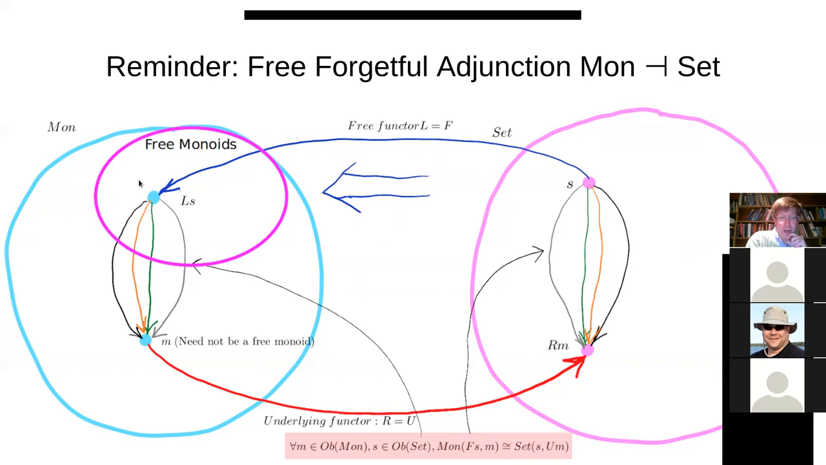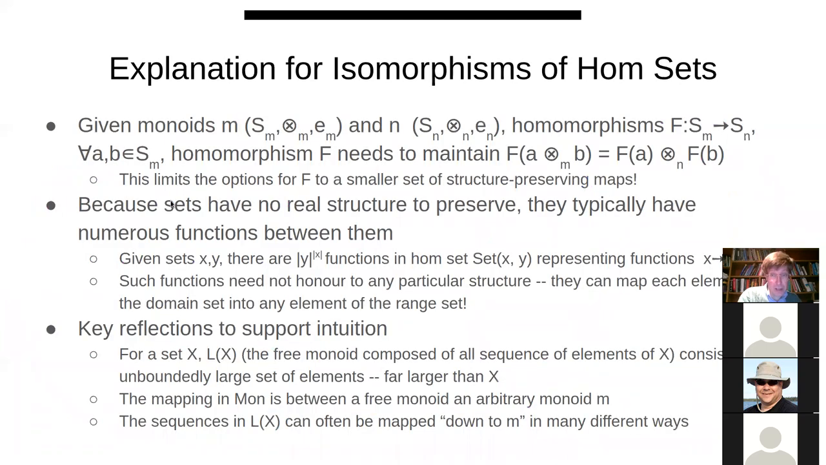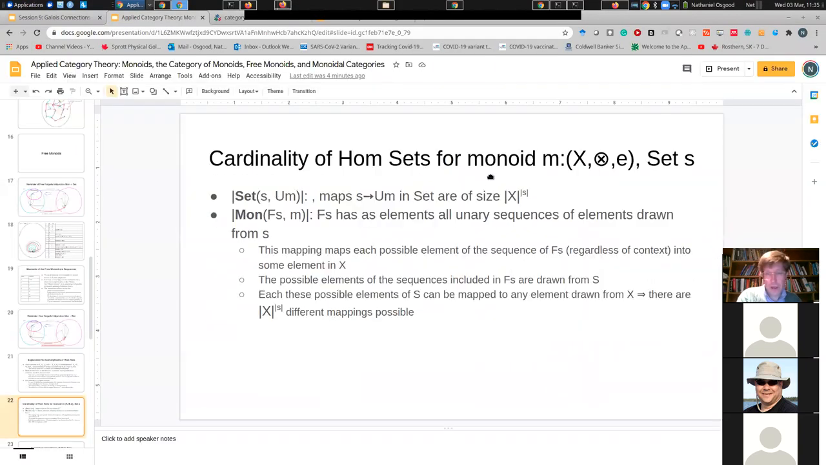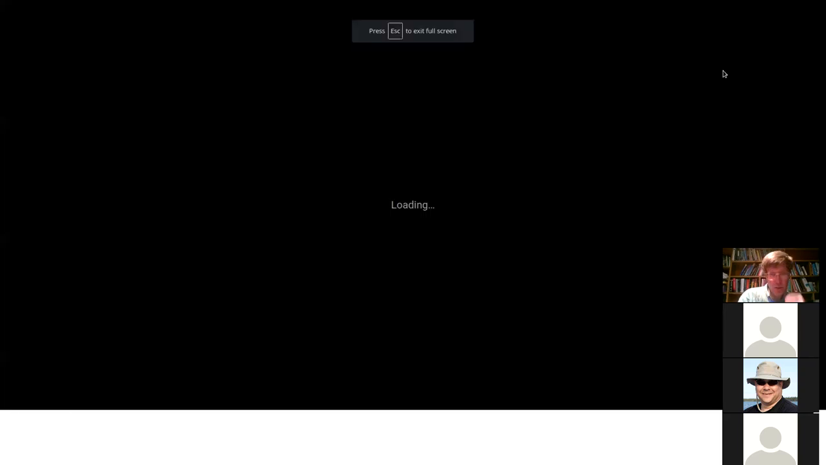So here we have elements of LS as a monoid that are all sequences of elements drawn from S. I don't know why I said unary. That's all sequences. It's horrible.